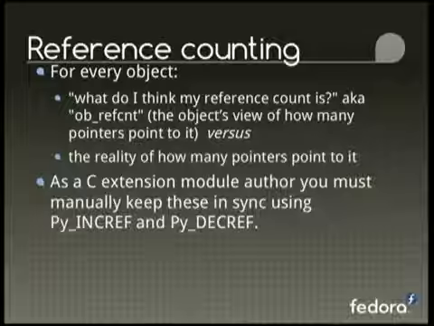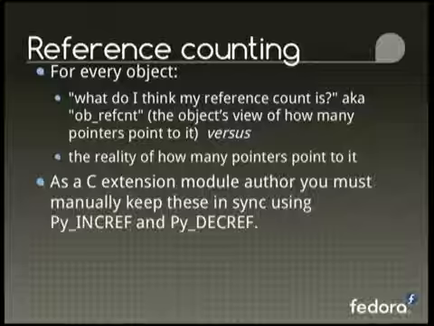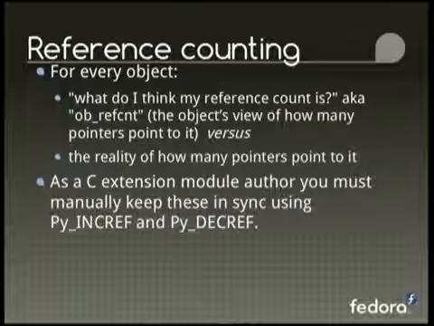Every object inside the CPython interpreter has a number of pointers pointing to it, this block of memory, and it has its own view at the top. The ob_refcount field is the object's view of how many pointers it thinks are pointing at it. And your responsibility as an extension module author is to use incref and decref to ensure that that accurately reflects the reality of the memory of the process.